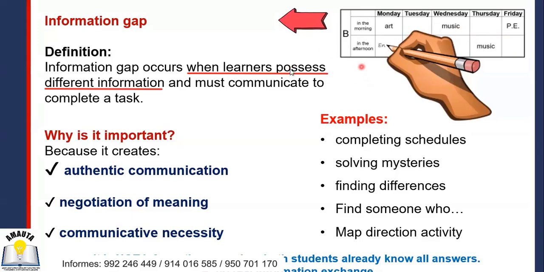Both students, student A and student B, have different information. This is the timetable for student B, for example. What they should do is communicate with each other in order to complete the blanks.